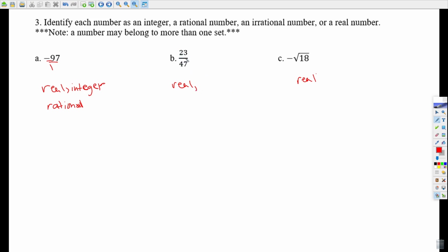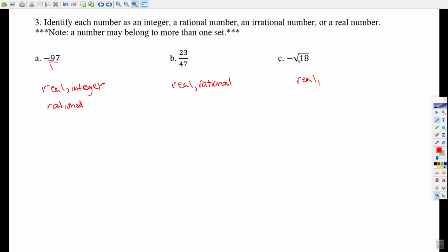Is it an integer? No, integers cannot be written like this if they can't be simplified. This would actually be a decimal, so it's not an integer. Is it rational? Well, yeah, it's already written as a fraction, so it's definitely rational. And if it's written as a fraction, it can't be irrational. You can't be both. So that's all you can have there. And then this is real.